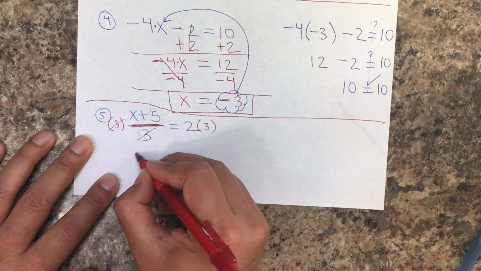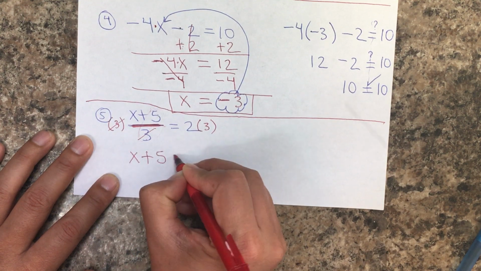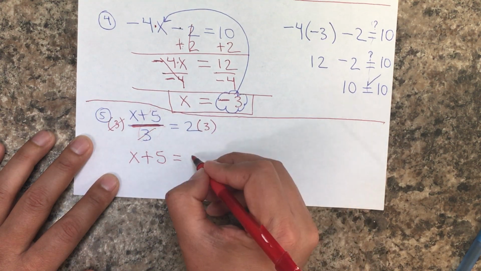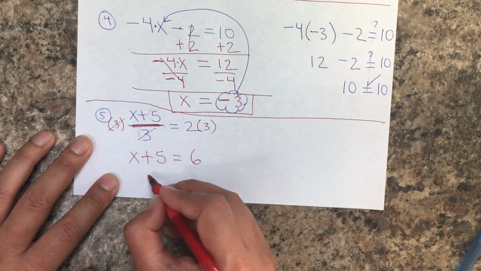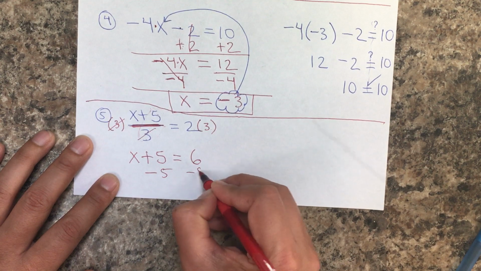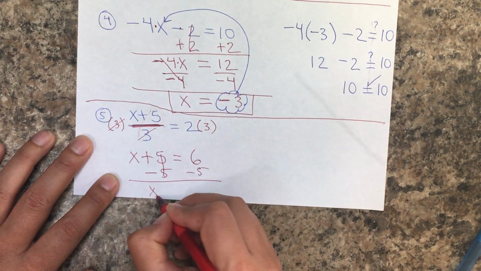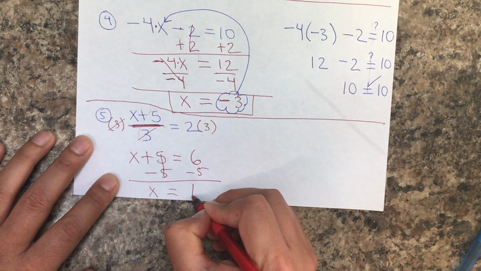That cancels, and we are left with x plus 5 equals 2 times 3, 6. If we're adding 5, the opposite is to subtract 5 from both sides. And x gives me 1.